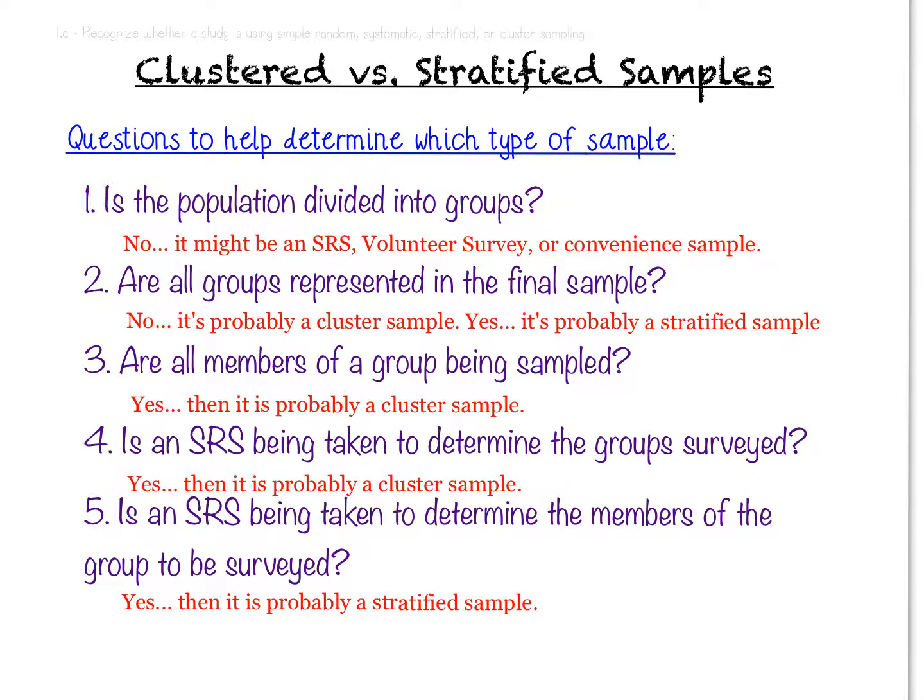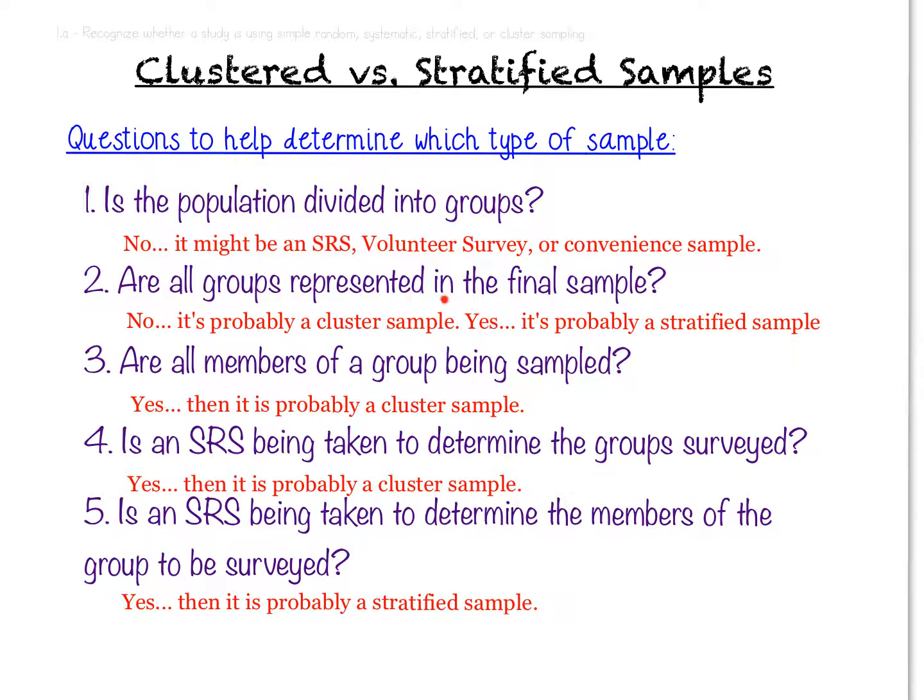So is the population divided into groups? If I said yes, what are the two that we talked about dividing into groups? Cluster and stratified. So if the answer is yes, then it's probably one of those two. So then the next question I'm going to ask is, are all groups represented in the final sample? So when I think about cluster, I did a simple random sample to choose the groups, and then I interviewed all the people from just those groups I chose, versus stratified, where I did a simple random sample to choose people from each group to make up my sample.